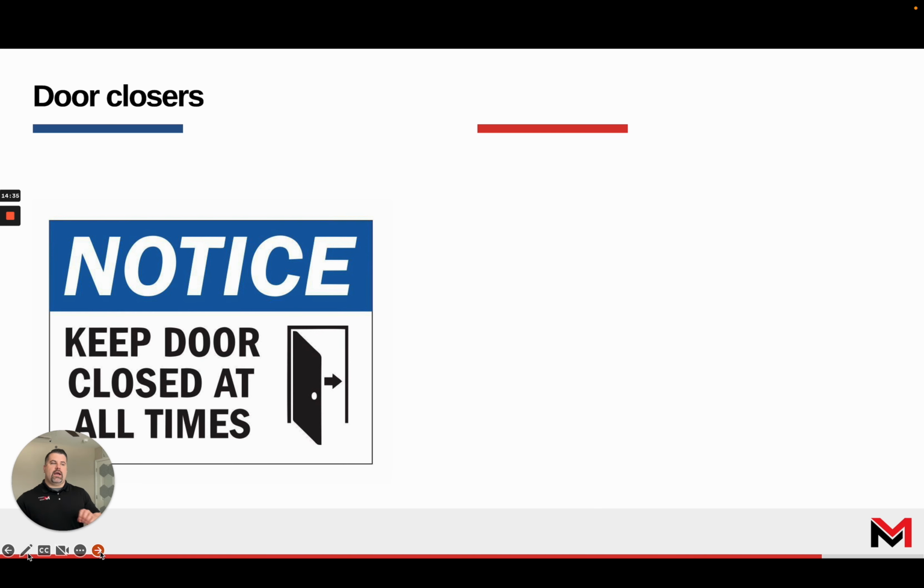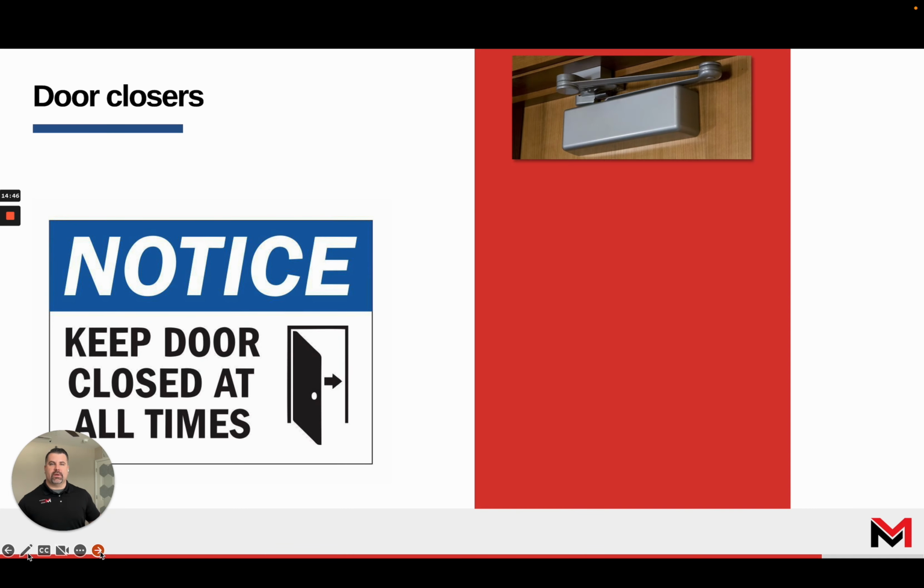Another thing to keep in mind is that oftentimes with access control, we come across these challenges where the door is not closed fully. The door has to be closed fully to be able to lock, and so door closures become super important, not only to be installed, but installed properly on the door.